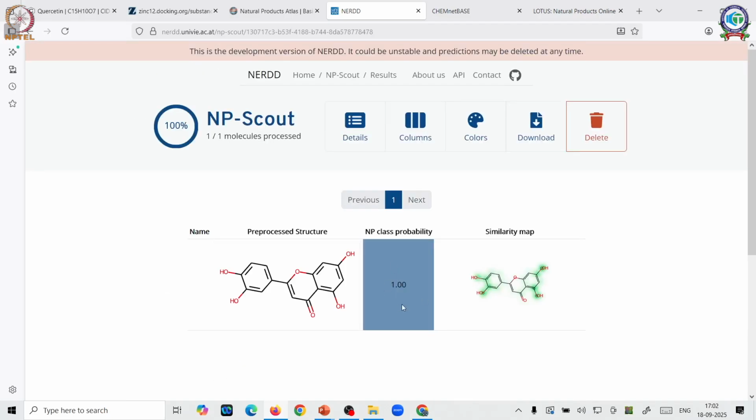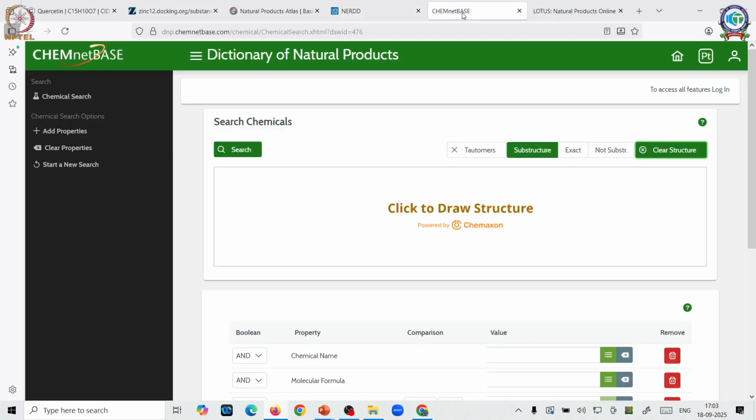So, it says NP class probability of one means full probability that it is a natural product, it occurs in nature, and majority of the areas where the heterogroups match are marked with green coloration. So, any time after spectral derivation you come across a structure, and you want to see whether it is actually occurring in nature or you have drawn something wrong, whether it is naturally possible or not, I can understand by doing this. A good score is NP class probability of 0.9 and above. Then we move on to the next database.